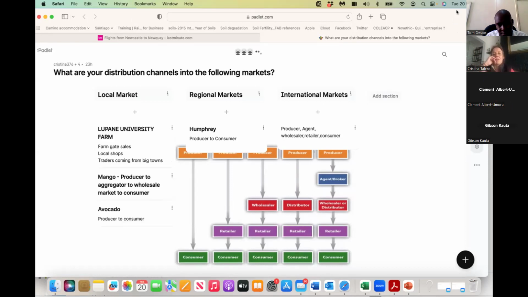Okay. So Humphrey says producer to consumer for regional markets. Okay. Depending on farm gate sales, local shops, traders coming from big towns. Avocado, producer to consumer. Okay. So Humphrey has put regional markets, producer to consumer. So you take it directly to the markets in the region.